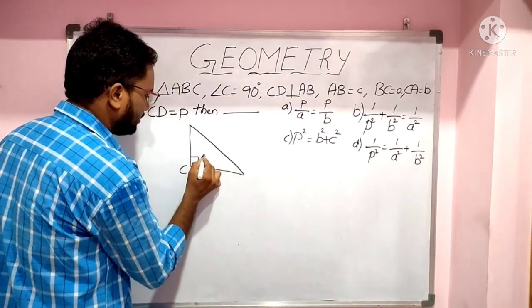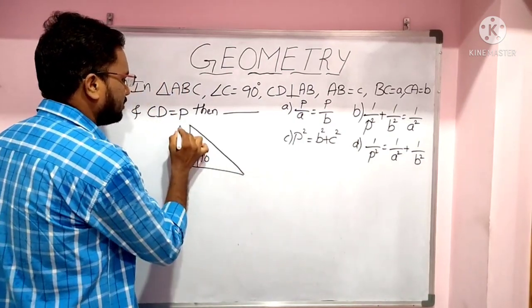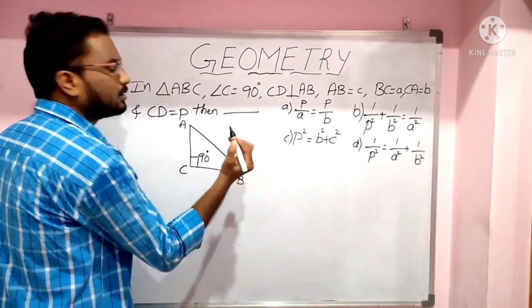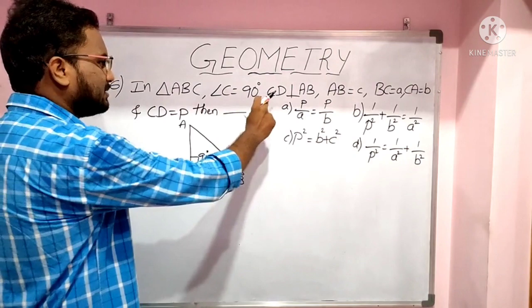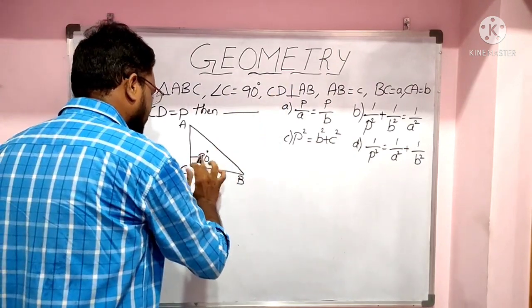Here this is C. This is 90 degrees. This is A and this is B. So ABC is a right angle triangle. Angle C equal to 90 degrees. CD is perpendicular to AB. This is CD.